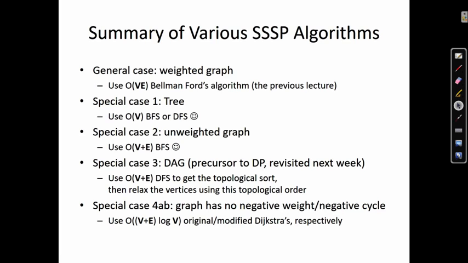Okay. Then special cases A and B. First one, A, graph with no negative weights. Then you can use original or even modified Dijkstra. They will run in big O of (V plus E) log V time, which will be better than just using Bellman-Ford. Or case B, where there are negative edges but no negative cycle, you can use modified Dijkstra, which will usually run in this time, but sometimes might run in exponential time.